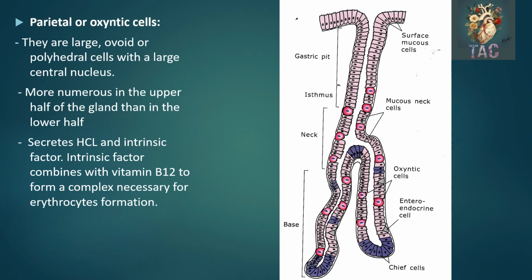The second type of cell, which is very important, is the parietal or oxyntic cell, present in between the mucous neck cells. They are usually large, wide or polyhedral, sometimes triangular in shape. These cells have apices facing the lumen of the gland and bases towards the basement membrane. They are most numerous in the upper half of the gland, then in the lower part, and they secrete hydrochloric acid and intrinsic factor.